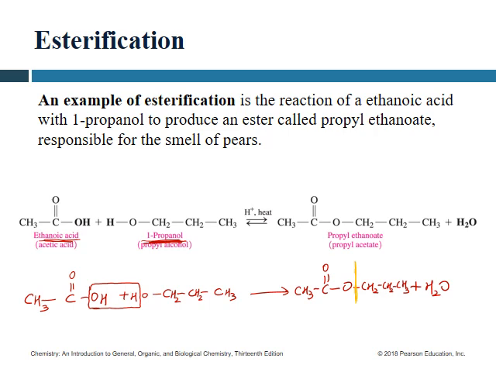So what would be the name of this? This is 2 carbon. 2 carbon is ethanoate. Perfect. So this would be ethanoate. And then we have this, which is an alkyl chain. How many carbon is it? 3 carbon. 3 carbon is propyl. Perfect. So the name would be propyl ethanoate.